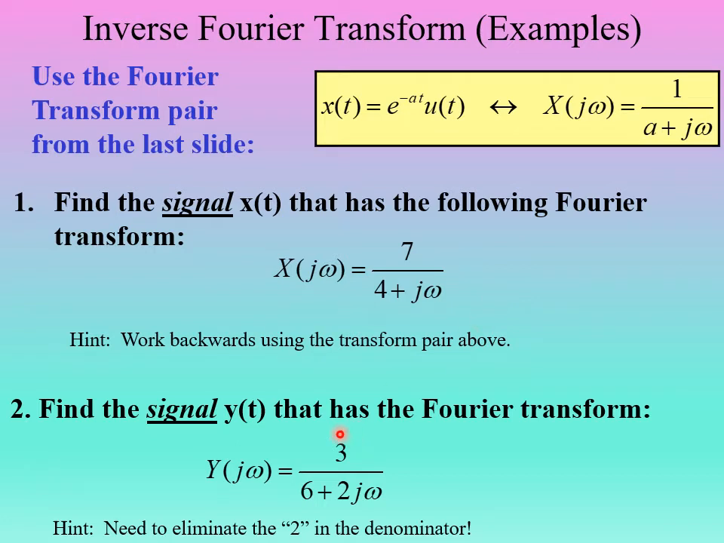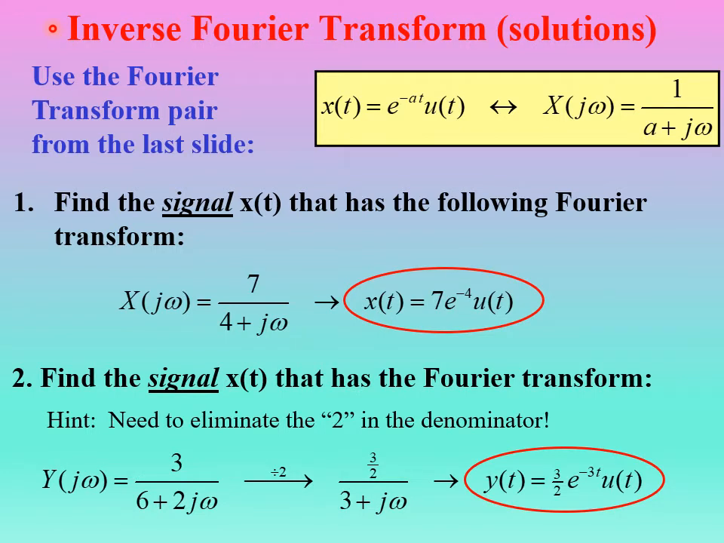And the second one here is a little more tricky and challenging. You have to find the signal y of t that has the following Fourier transform. Here, at first glance, you won't be able to do this because it's got this pesky 2 out here in front of the j omega. So you're going to need to figure out a way mathematically to get rid of that 2 in front of the j omega so that you can use this result up here. So again, go ahead and pause the video and see if you can figure these out on your own.